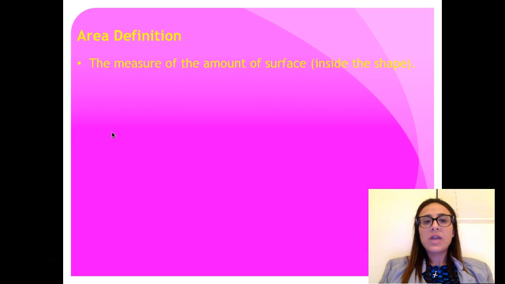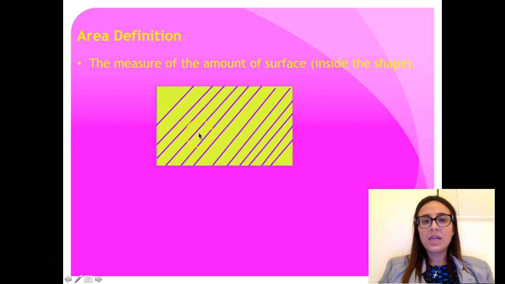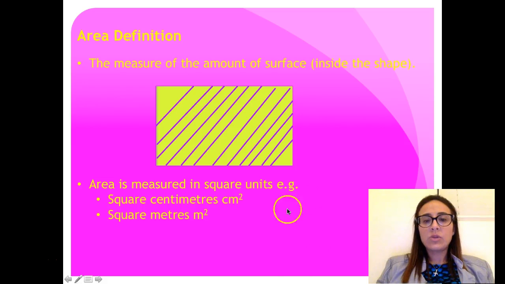Area. So area is the measurement of the amount of surface inside the shape. So this is all the area inside the shapes as indicated by the purple lines. Area is measured in square units, for example, square centimetres and square metres. The little 2 representing squared.